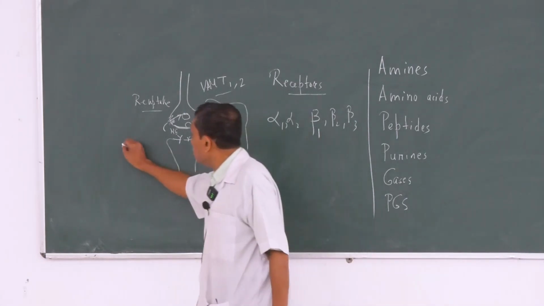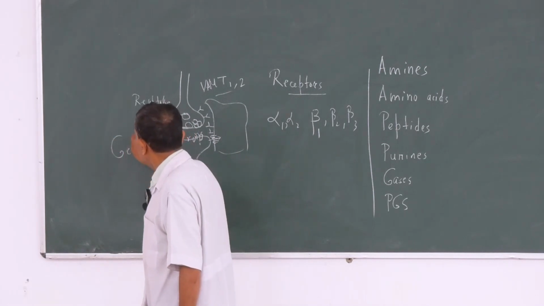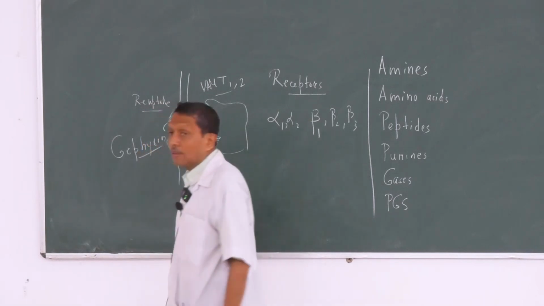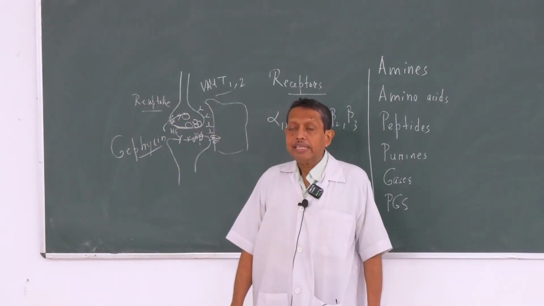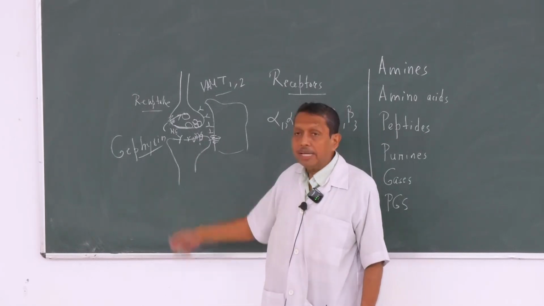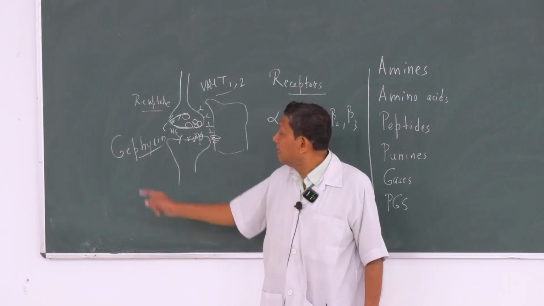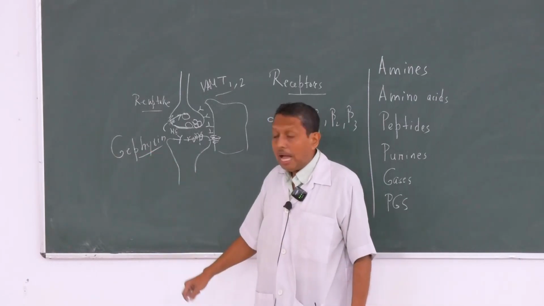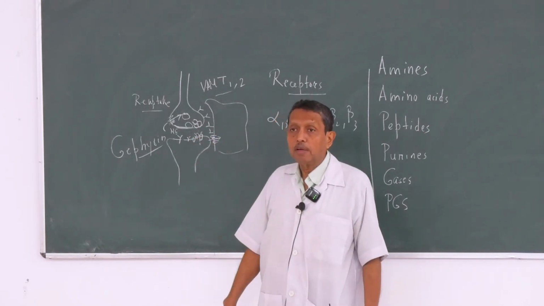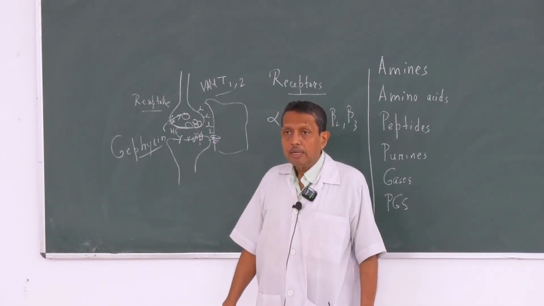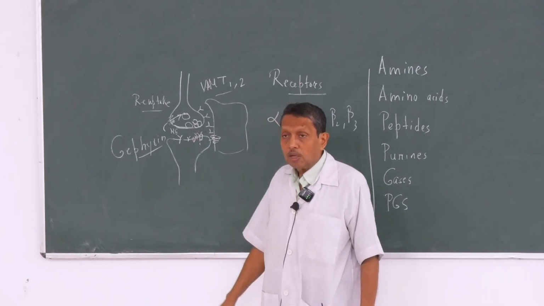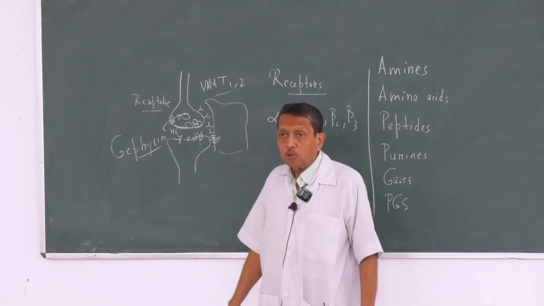As for example, gephyrin, G-P-H-Y-R-I-N. It can bind with the GABA receptors, and when it is active, then they have their effect, a quick effect during activity. But their movement is restricted because they are bound with this type of protein.